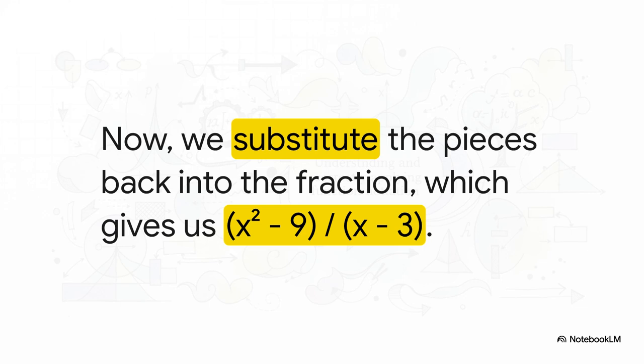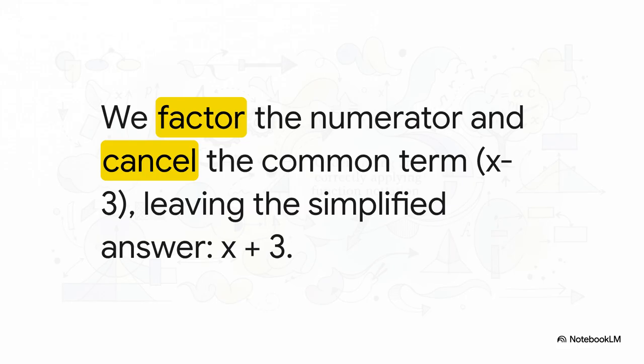Now that we've got our pieces, we just plug them back into the original fraction. So where we saw f of x, we're going to write x squared. And where we saw f of 3, we're going to write 9. And just like that, our intimidating expression turns into something a lot more familiar, x squared minus 9 divided by x minus 3.